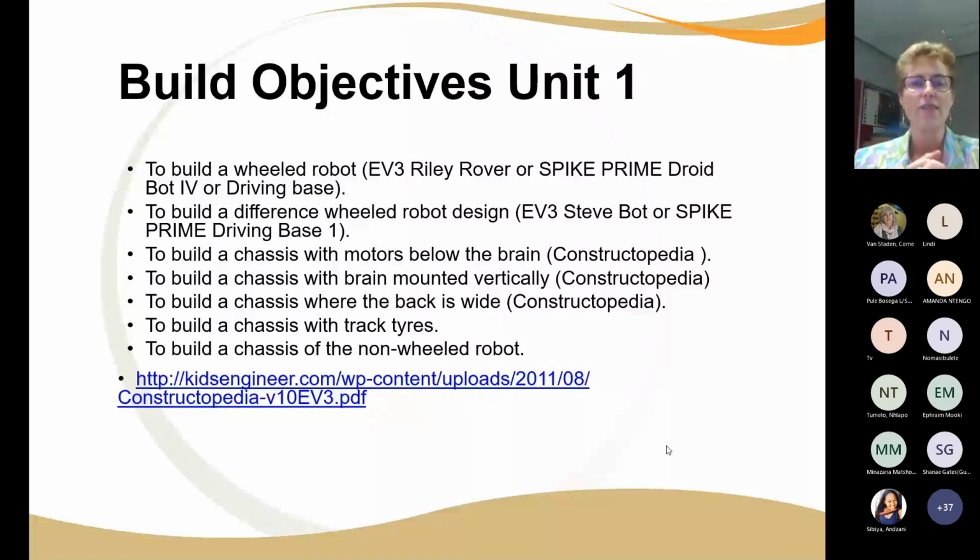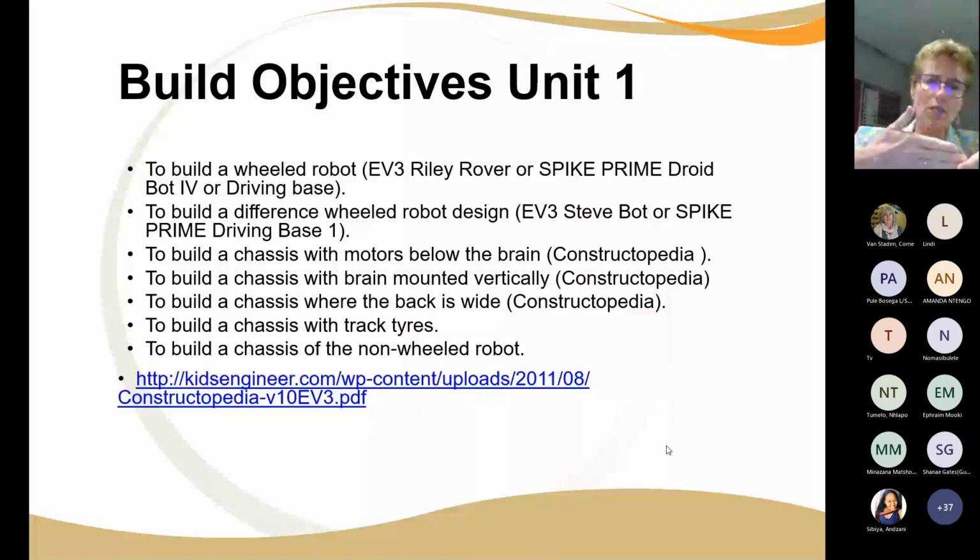Okay. And then there's a document called a Constructopedia, and there's the link for it. You download it. In there are different chassis. So sometimes the brain is mounted vertically on top, sometimes horizontally on top.